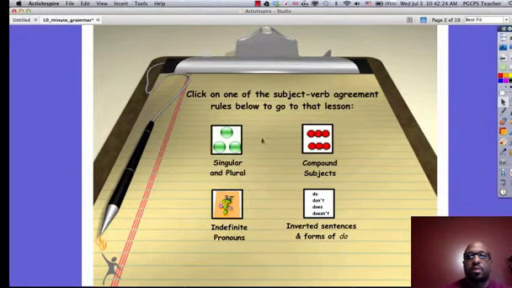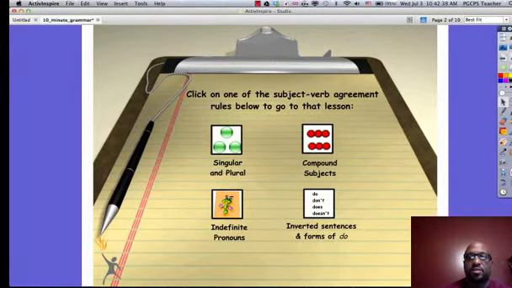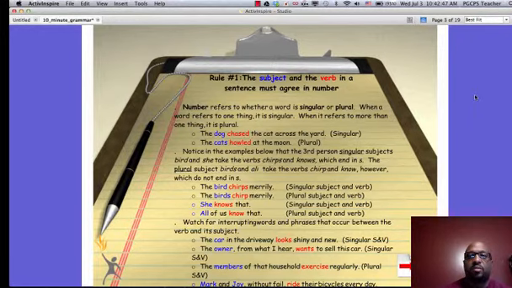So there are four different components. We have singular and plural. We have compound subjects, indefinite pronouns, inverted sentences, and the forms of do. So we're going to start with singular and plural. There are a number of rules that go with the singular and plural forms of verbs, and you want to make sure that these verbs agree with the subject.